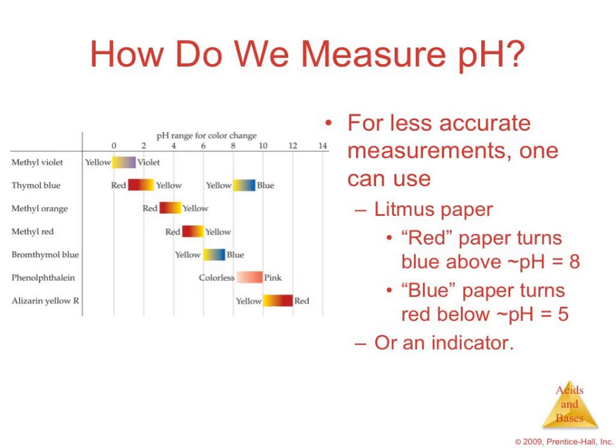As far as measuring pH, you could use litmus paper or an indicator, and those are less accurate measures. We've used indicator already this year, and that's a good way to get a general idea of what the pH is, but it's not going to give you an exact number for pH. It's going to be a little more qualitative than quantitative. Okay, and again, that's basically all we've done so far this year.